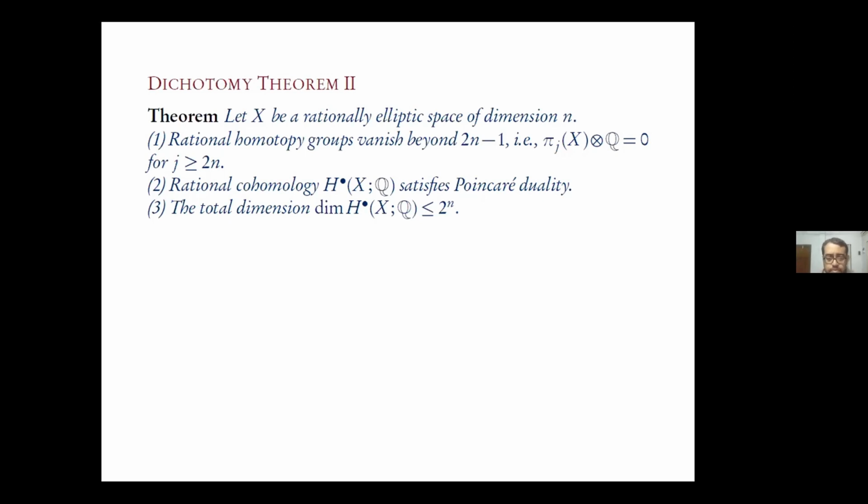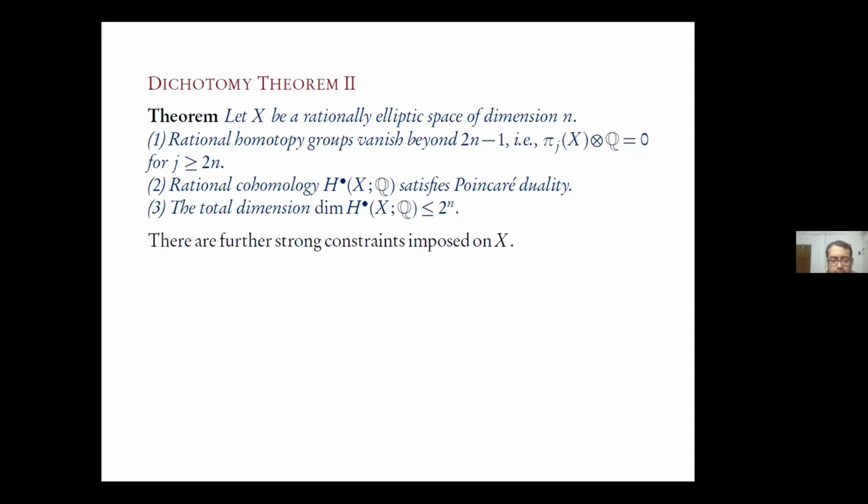Okay. So actually, you have already seen that this bound is sharp because you can take X to be one of the even spheres, in which case pi n of Sn tensor Q is Q, and pi 2n minus 1 of Sn tensor Q is also Q if n is even, and otherwise it's 0. So you cannot really lower it down to anything smaller. And if you take the example of the torus, for example, the torus is not simply connected, but it's a simple space. So even then you can compute that the total dimension is 2 to the n.